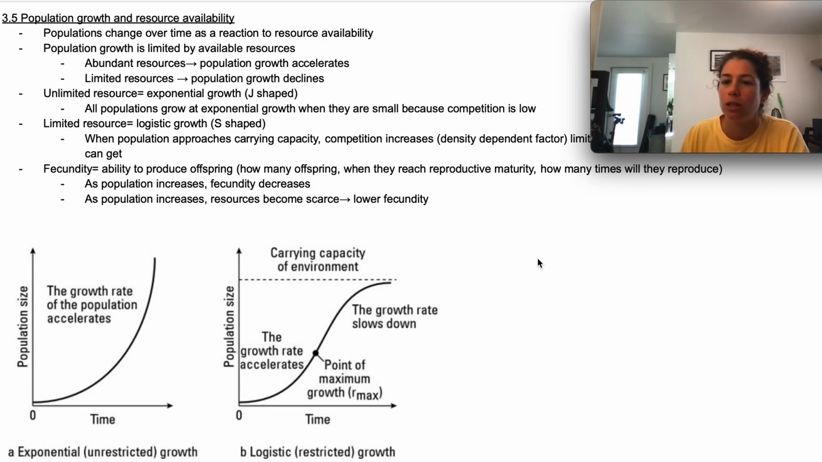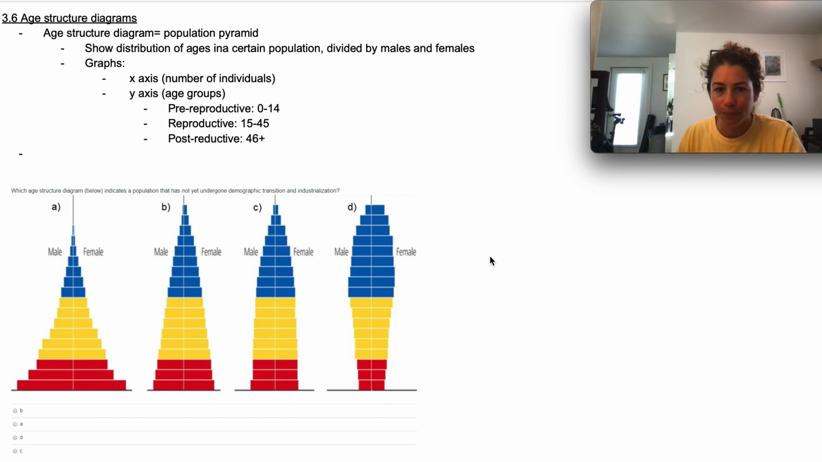And potentially you are going to be limited by density dependent factors as well as density independent factors. Where if you are growing exponentially, you're probably only going to be limited by your density independent factors. Fecundity is the ability to produce offspring. As population increases, our fecundity decreases, and as population increases and resources become scarce, you're also going to have a lower fecundity. So how do we show age and our trends, our population sizes in a population?